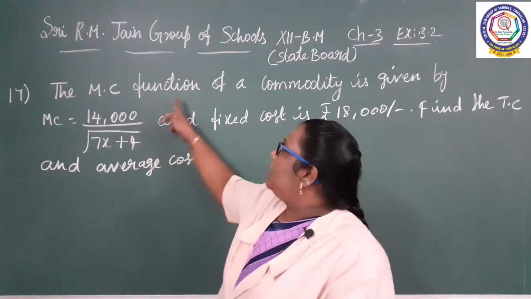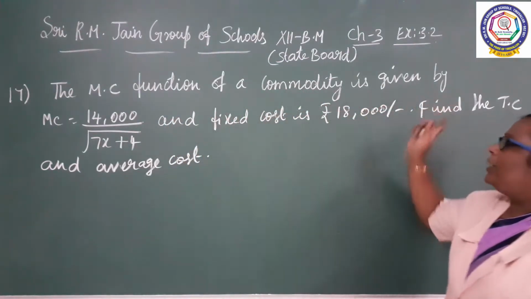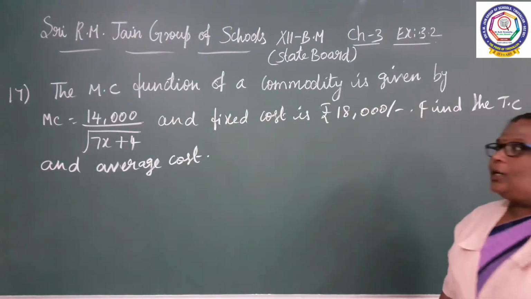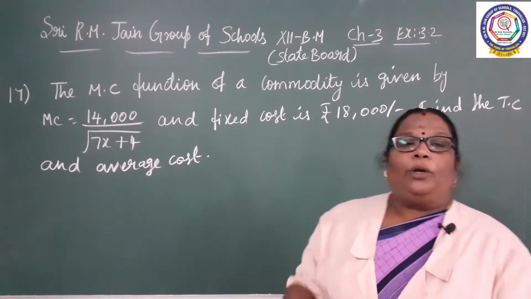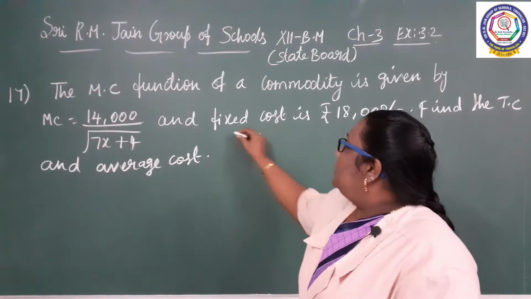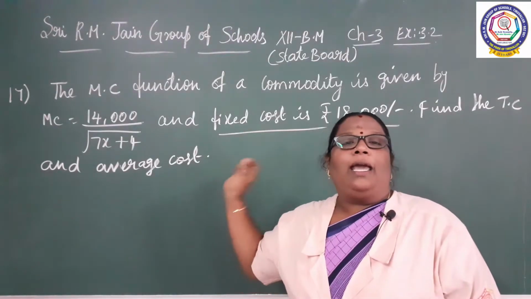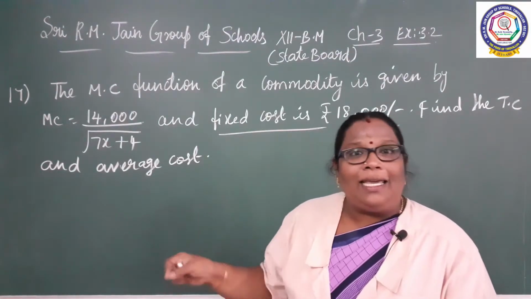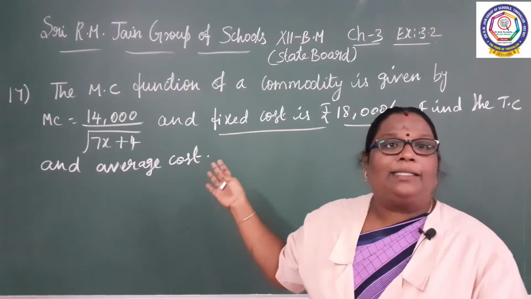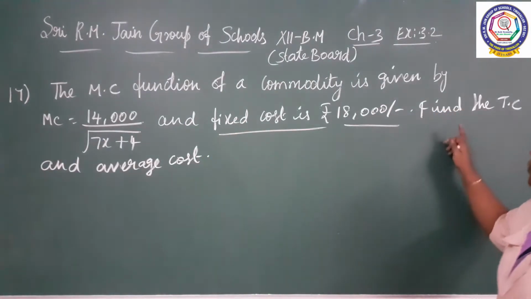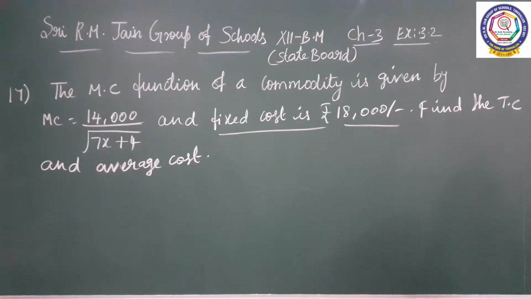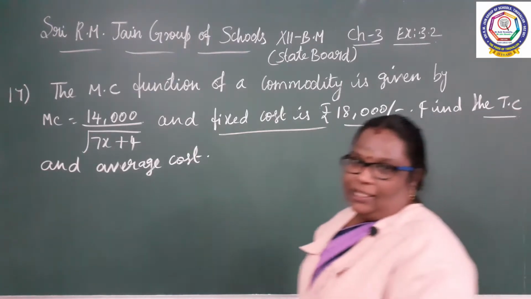The marginal cost function of a commodity is given by marginal cost equal to 14,000 by root of 7x plus 4, and the fixed cost is given as 18,000. Don't think of it as k equal to 18,000, it is c equal to 18,000, because there is no output, x equal to 0. Find the total cost and average cost.